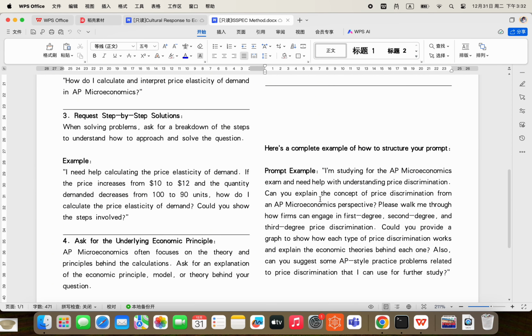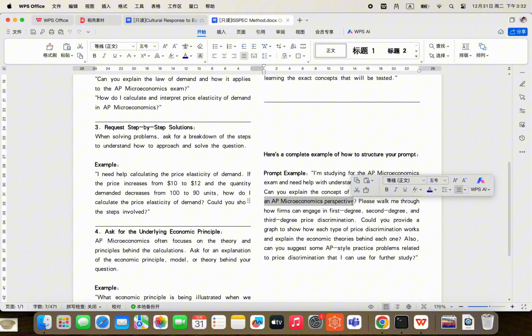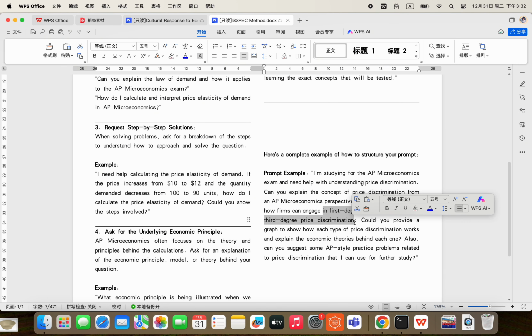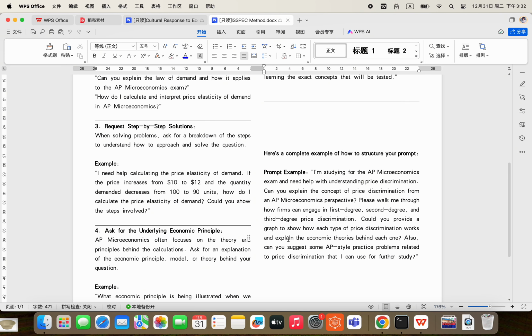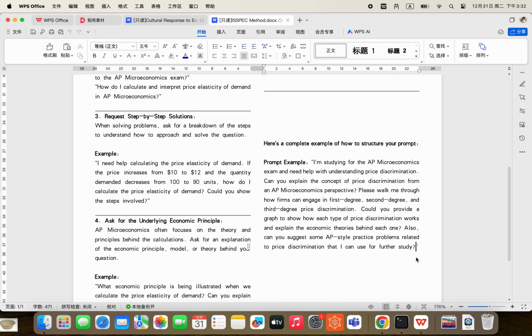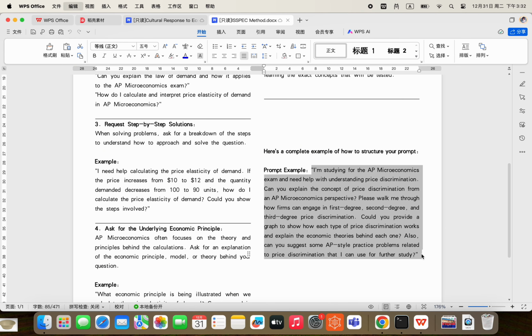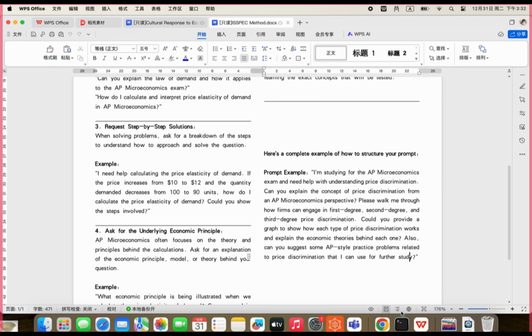Now here is a sample prompt asking about price discrimination. We start by telling them that we're studying for AP microeconomics so the AI knows what we need. Also, we explain the specific concepts that we're unclear about. We then go on to ask the specific questions that we need to understand, asking them to show a graph, to show the step-by-step plans behind it, and also to demonstrate the underlying economic principle. Additionally, in order to understand the question efficiently, we ask them to provide some AP-style practice questions so that we can understand the concept thoroughly.